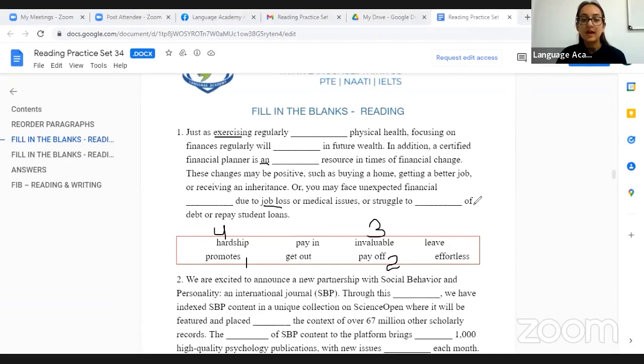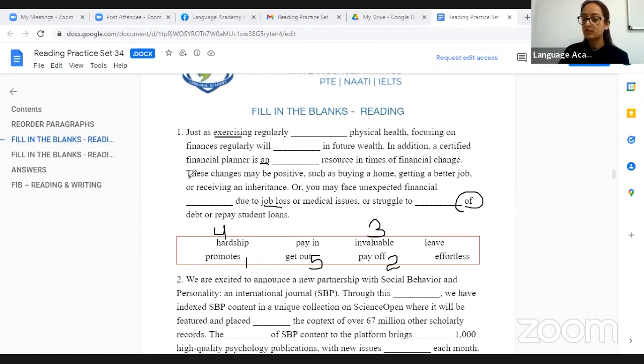Or struggle to dash off debt or repay student loans. So struggle to get out of debt. Easy language, easy words. So it will be struggle to get out of debt or repay student loans. Pay off cannot come together. There's already off here, Kumar. So you cannot say pay off here.